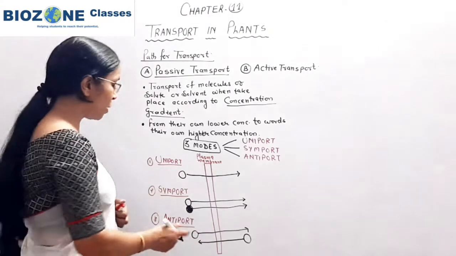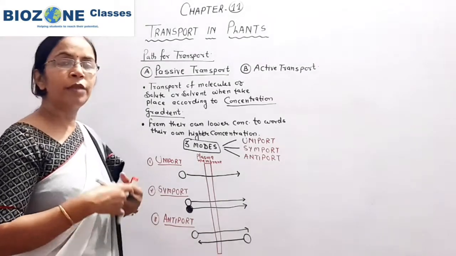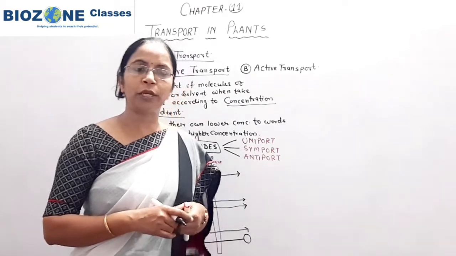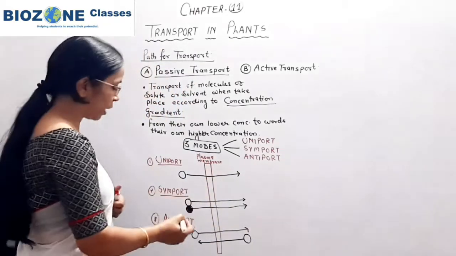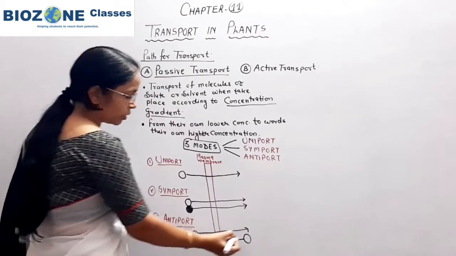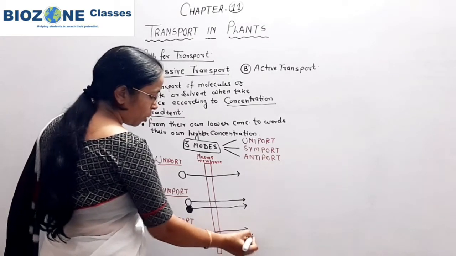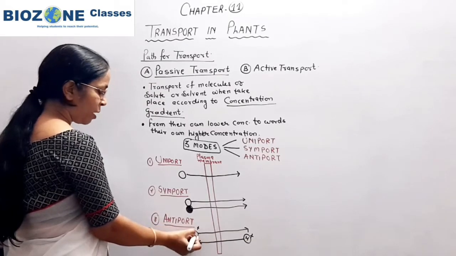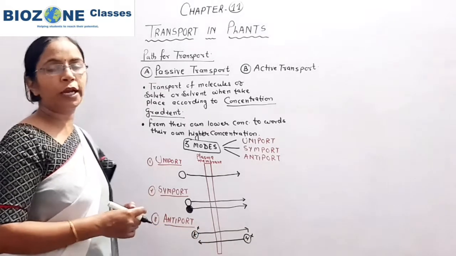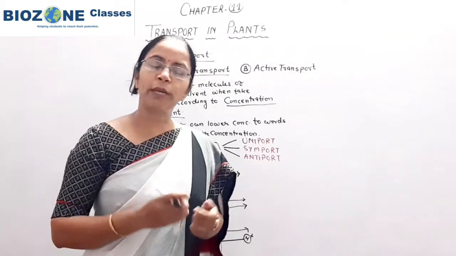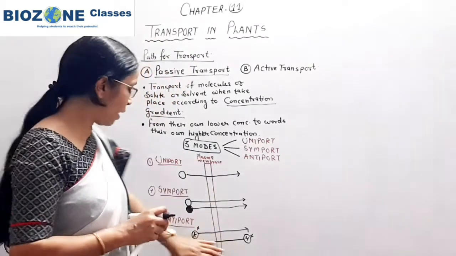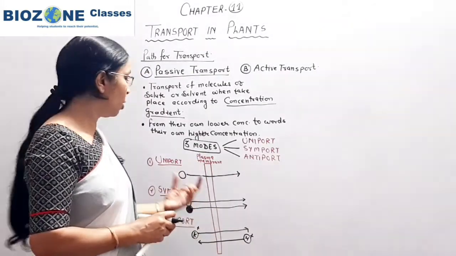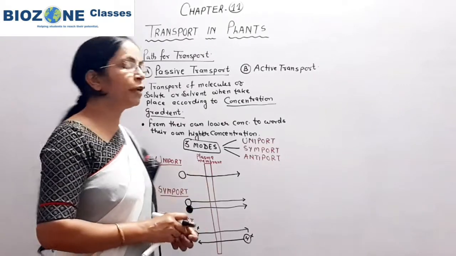One of the most common examples of antiport is the transport of ions that takes place in transpiration: the transport of potassium ions as well as the transport of protons or hydrogen ions. Both the potassium ion and hydrogen ion are always transported in opposite directions during the opening or closing of stomata. So this in simple terms you remember. Now one by one we come towards uniport.